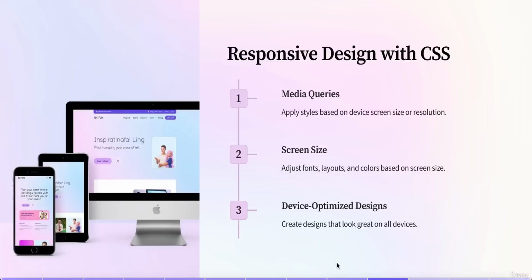Welcome to the final video in this module. Let's learn how to make our website look great on all devices with responsive design. Responsive design enables your web page to adapt to different screen sizes from mobile to desktop. To create this adaptability, we use media queries in CSS, which apply styles based on the device's screen size or resolution.